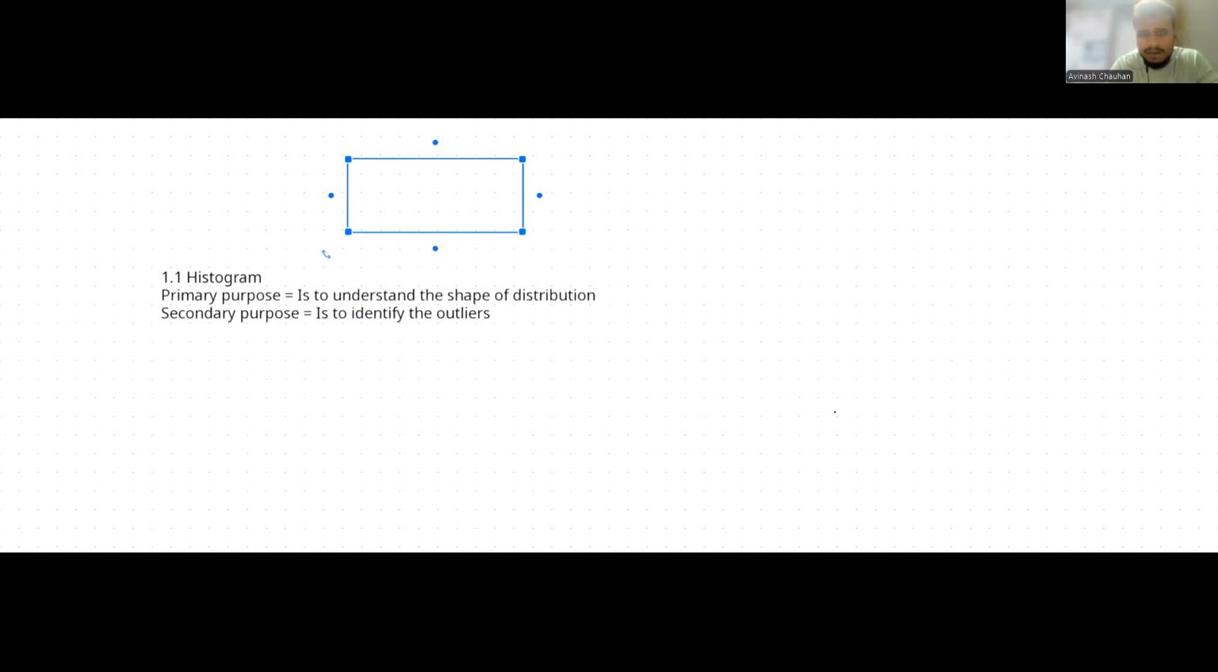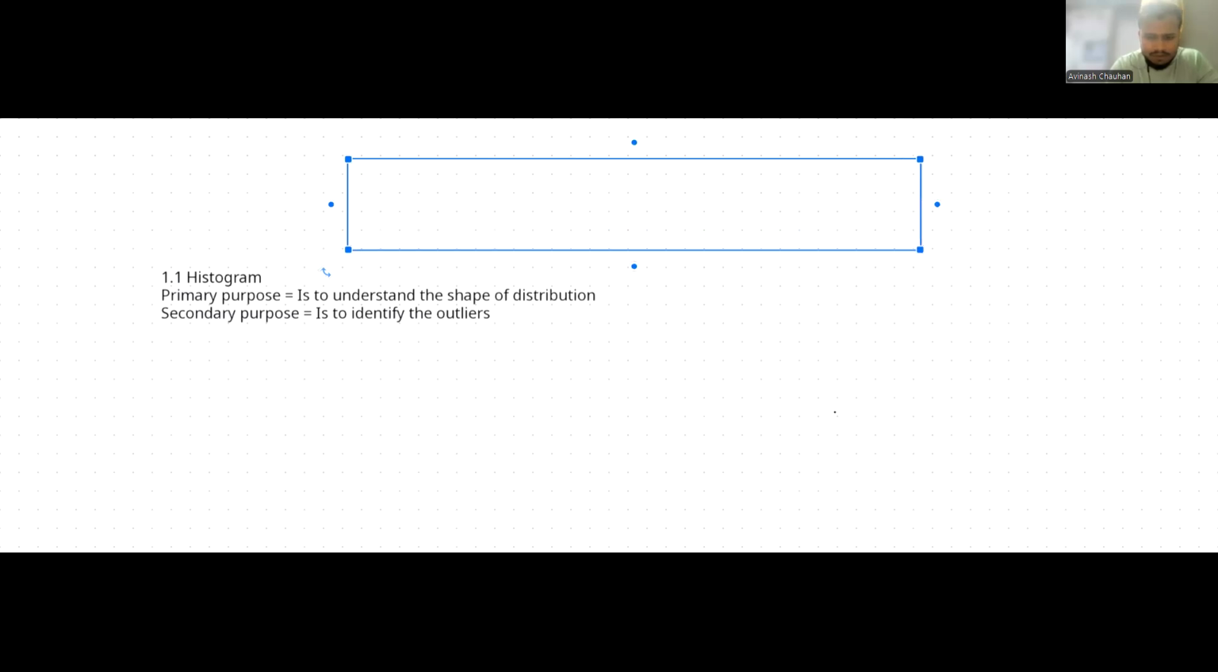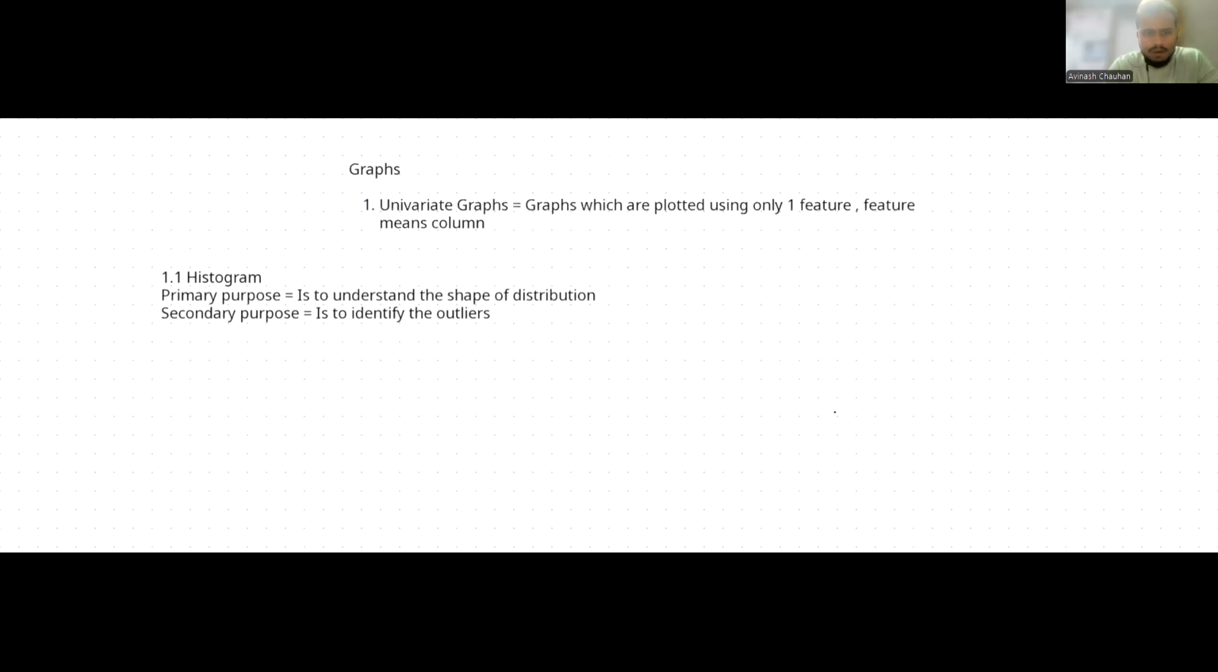And what do you mean by univariate graphs? Graphs which are plotted using only one feature. Again, what is a feature? A feature means a column. So a univariate graph means graphs which are plotted using only one feature. The very first one we learned was the histogram.